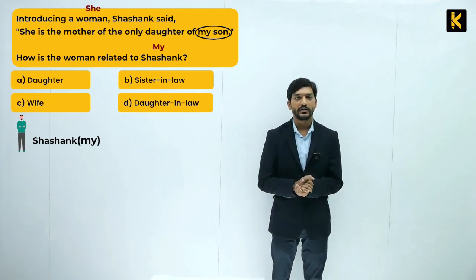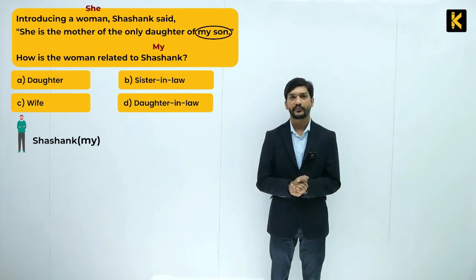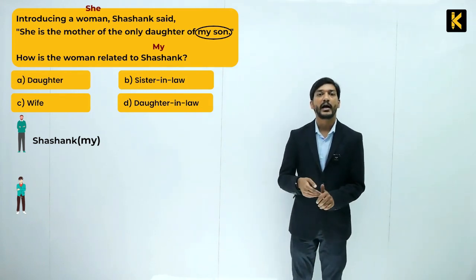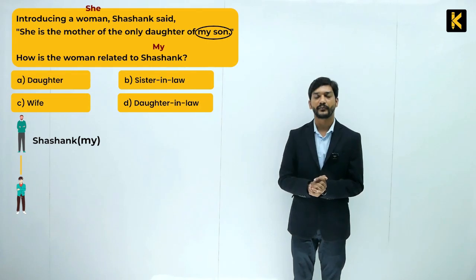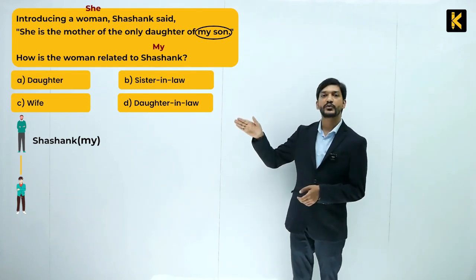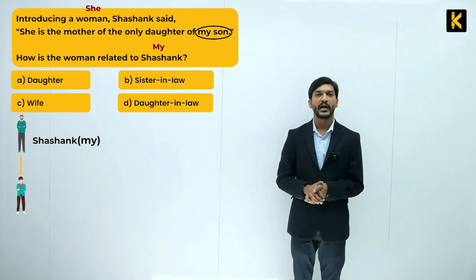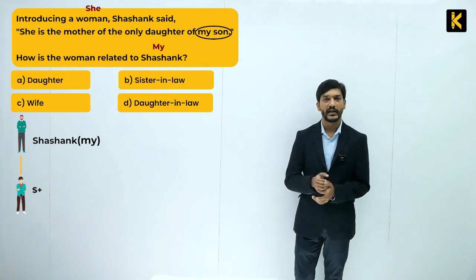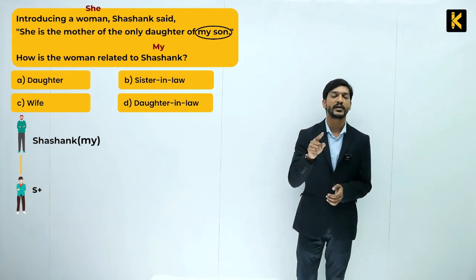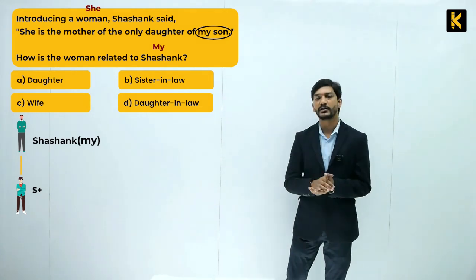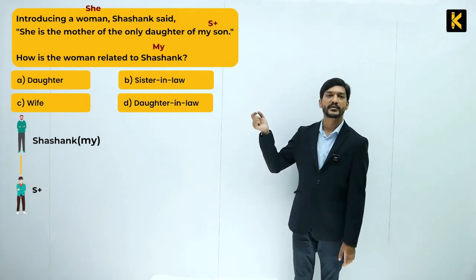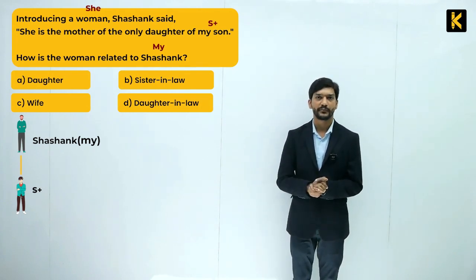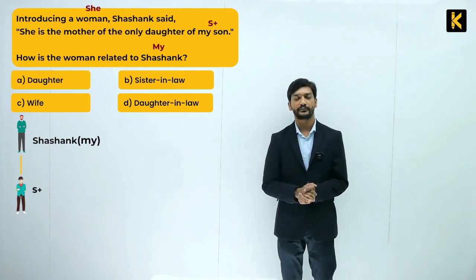So my means Shashank, so I have to take son of Shashank. So son will be one generation below. So one generation below and a direct relation, so a single line. Let me show a person below Shashank, and let me show that person with the letter S plus. Why plus? Because son will be a male. So let me show it in the statement as well, that my son is represented by S plus in the diagram.